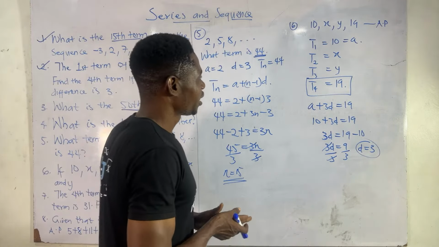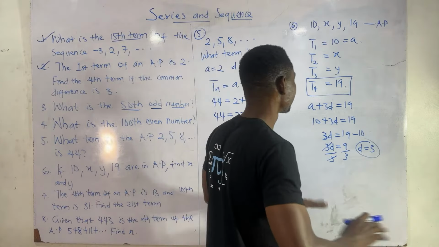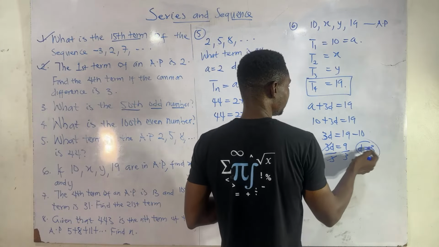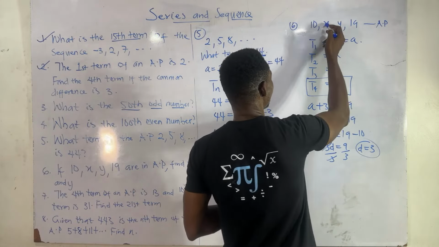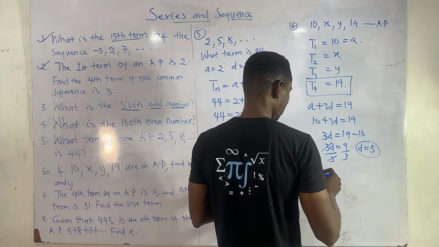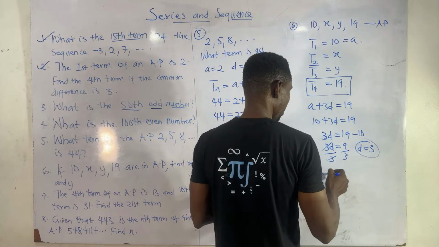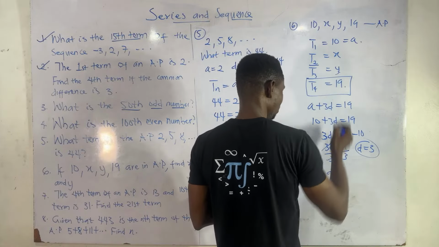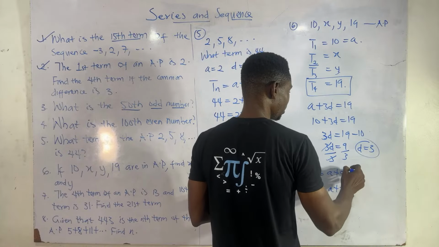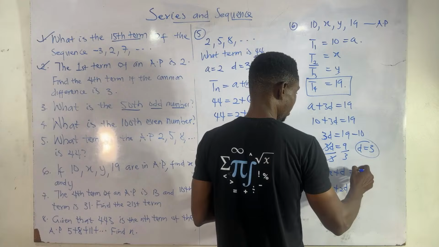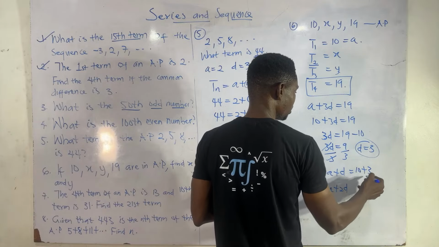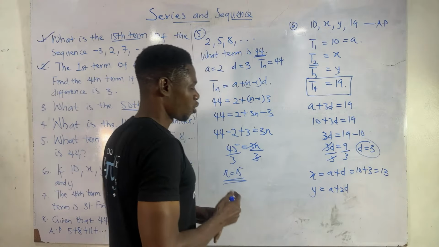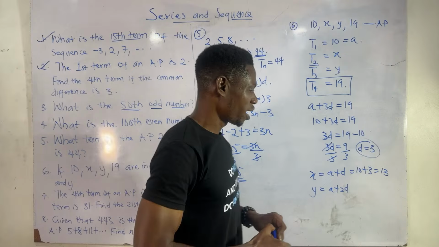So now we know A and D, so we can do anything. Once you have your A and D, you can do anything. So A is 10, D is 3. So we can find x easily. x is just T2, which is A plus 1D. y is T3, which is A plus 2D. So our A is 10 plus our D is 3, making 13. So x is simply 13. So what is the answer to y if you are following?